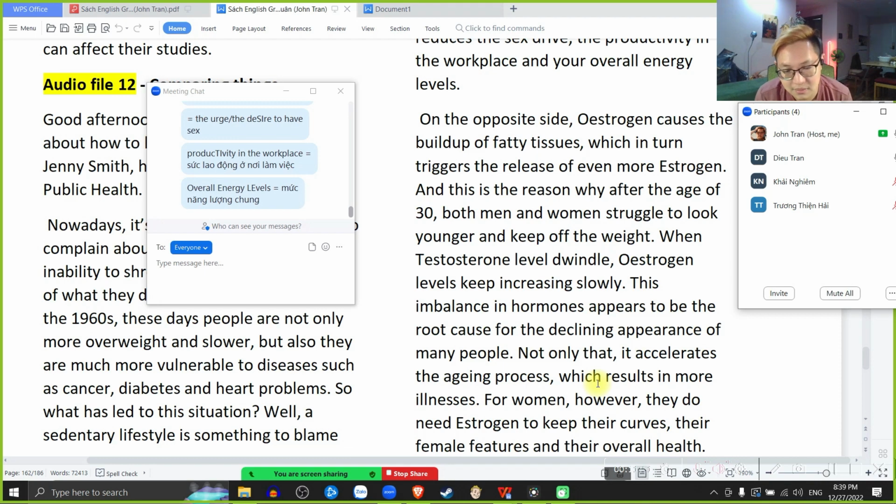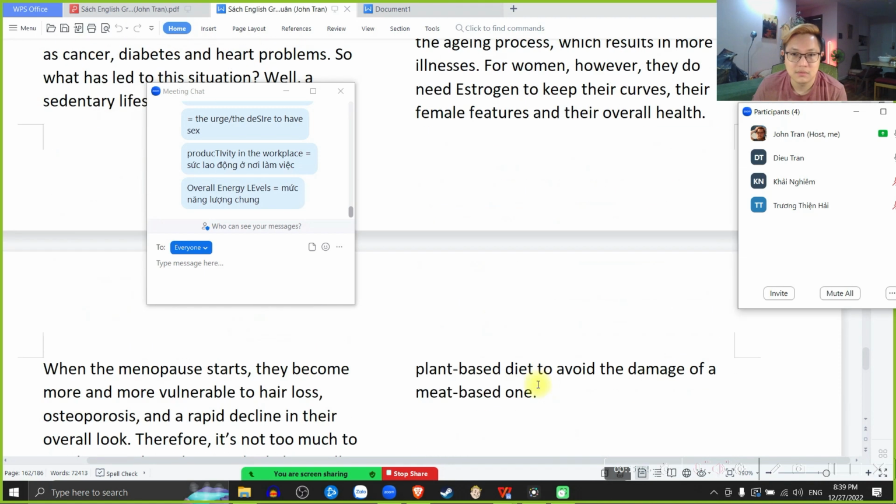The aging process results in more illnesses. For women, however, they do need estrogen to keep their curves, their female features and their overall health.